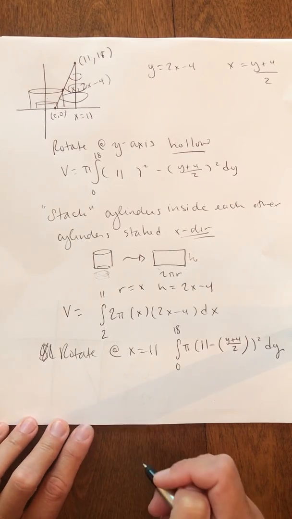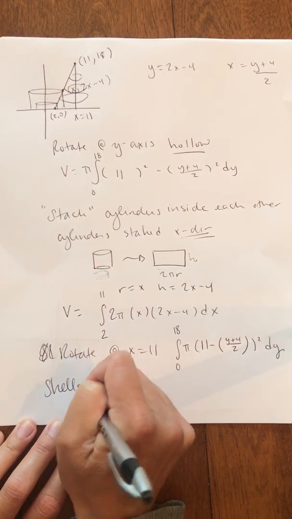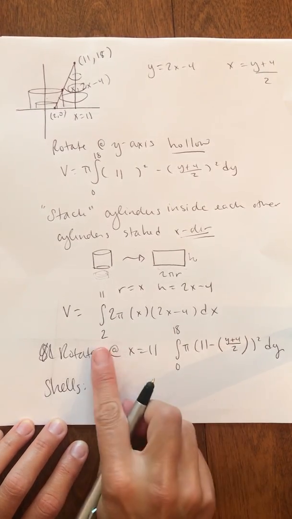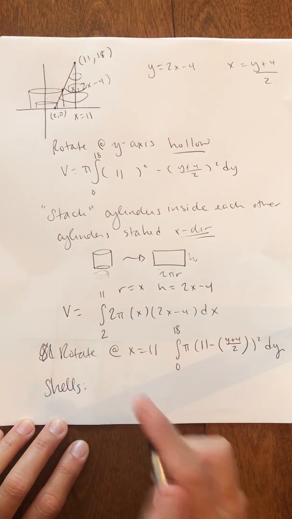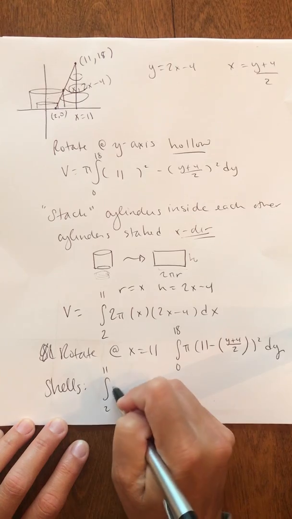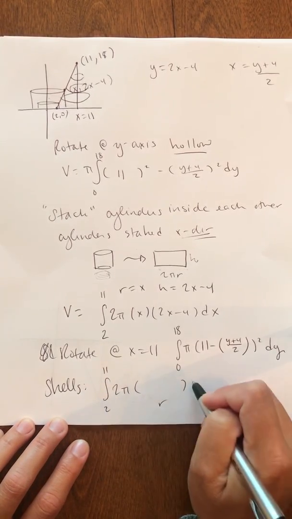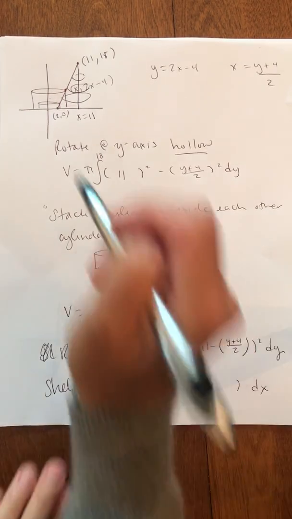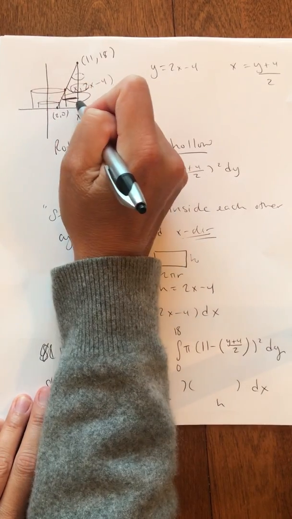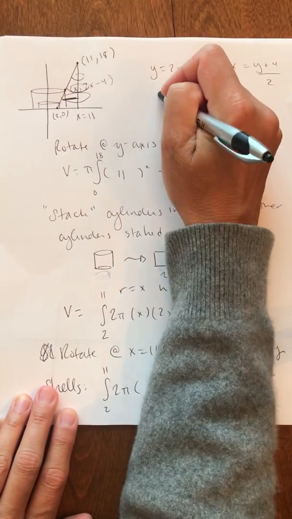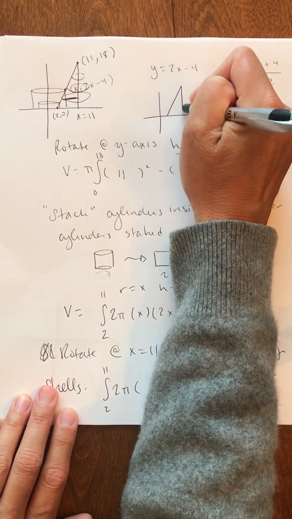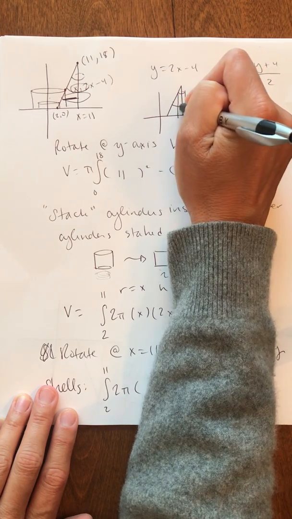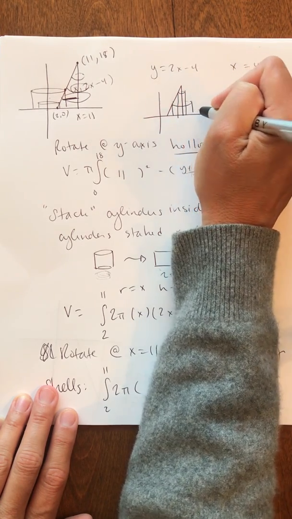I could also use cylindrical shells. If I were to do that, again my cylinders are going to get stacked in the x direction. My x values always go from 2 to 11. That never changes. And I'm going to have 2 pi r h. Now for my radius, I might need a new picture. I've killed this one. So if this is my shape, and I want to stack a cylinder, my cylinders are tall and skinny, becoming shorter and fatter.